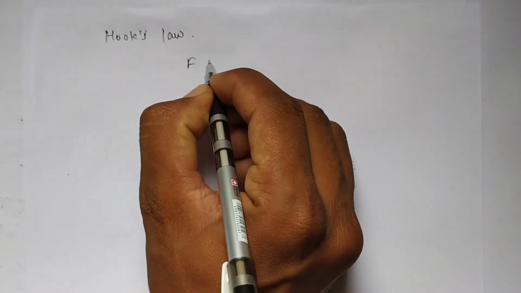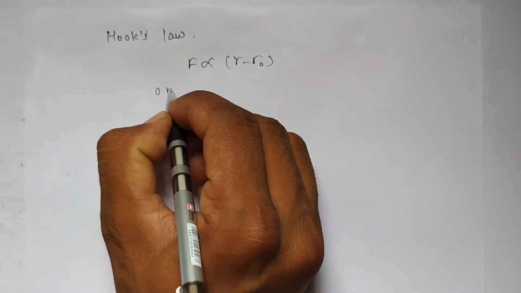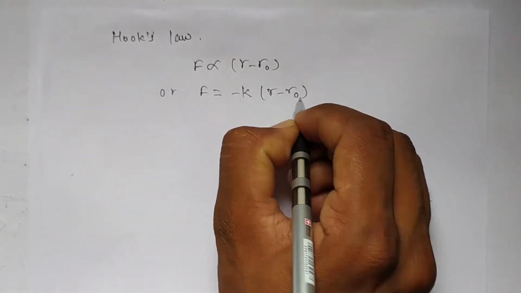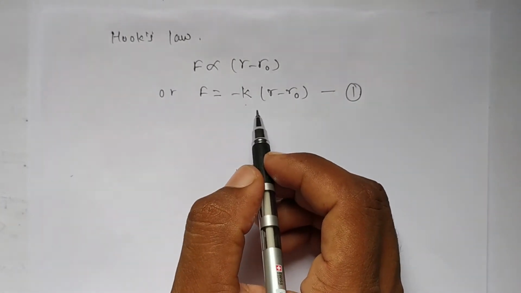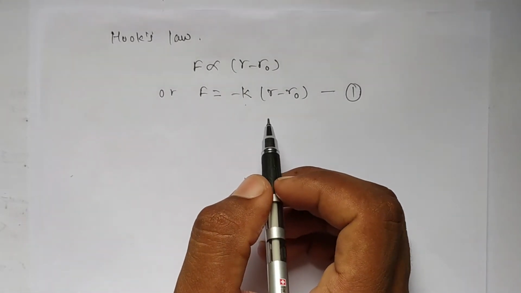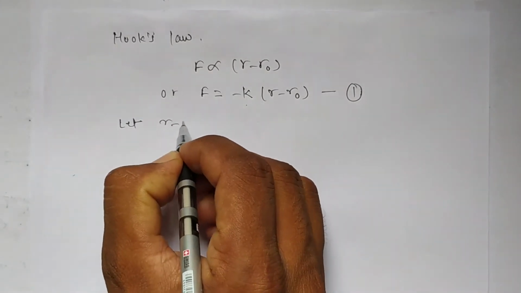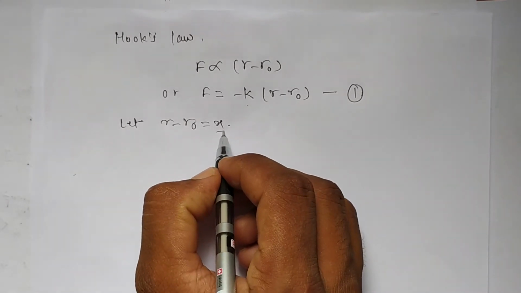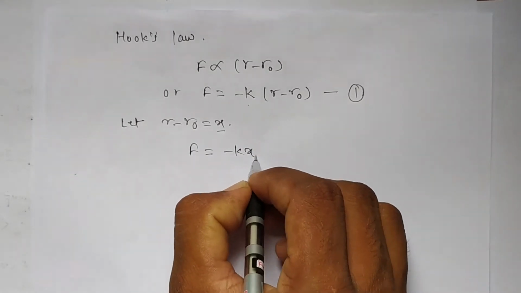That means F is proportional to r minus r0, or F is equal to minus k (r minus r0), where k is the force constant and the minus sign represents that the restoring force is in the opposite direction. Let r minus r0 be equal to x, that is the displacement. Then F is equal to minus kx.